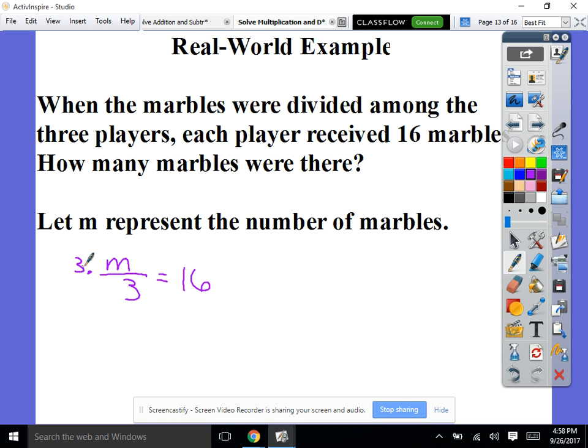So we multiply by the denominator, which cancels out the denominator, leaves us with m equals 3 times 16 is 48. And then you can plug that back in. 48 divided by 3 equals 16.